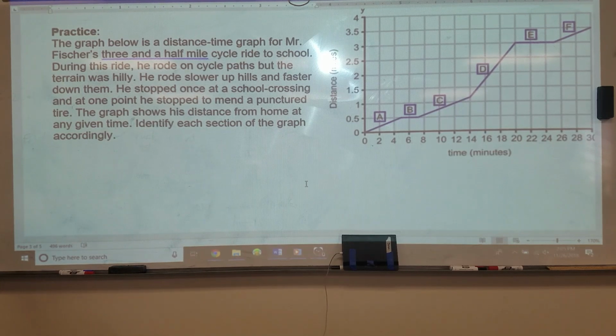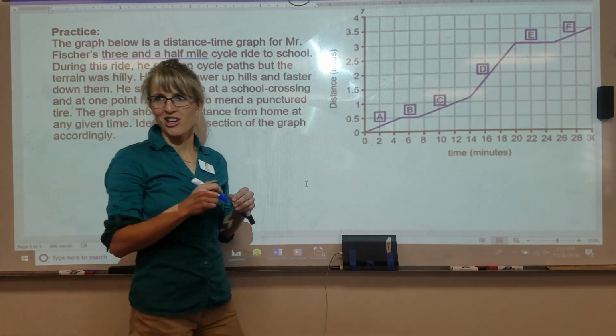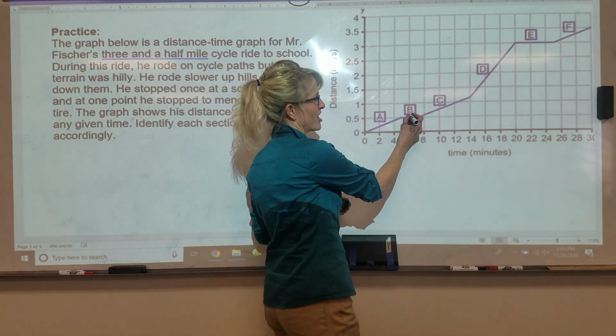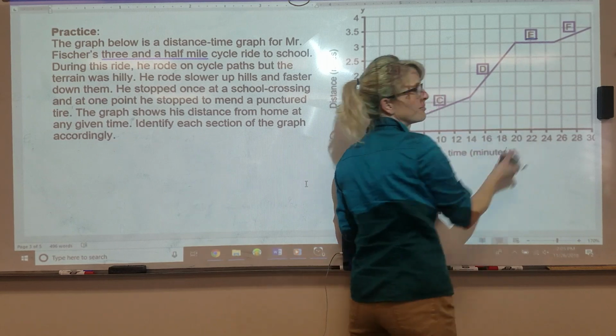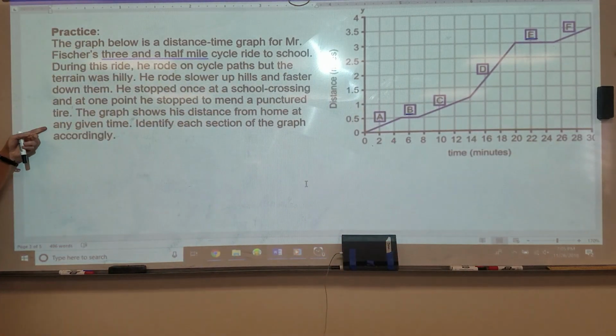During this ride, he rode on cycle paths, but the terrain was hilly. He rode slower up hills and faster down them. He stopped once at a school crossing, and at one point he stopped to mend a punctured tire. Can you already kind of see where his stops are? Here's a stop, and here's a stop. Okay. The graph shows his distance from home at any given time. Identify each section of the graph accordingly.